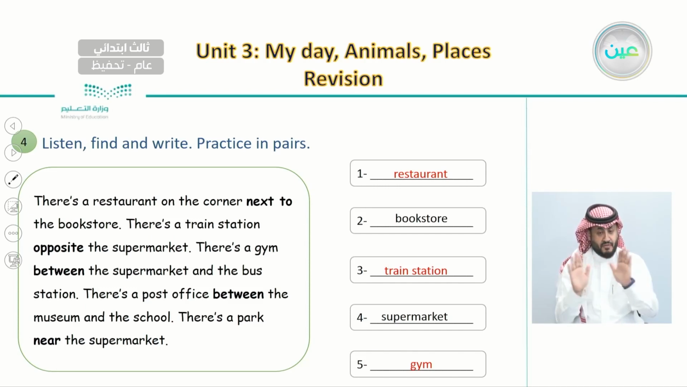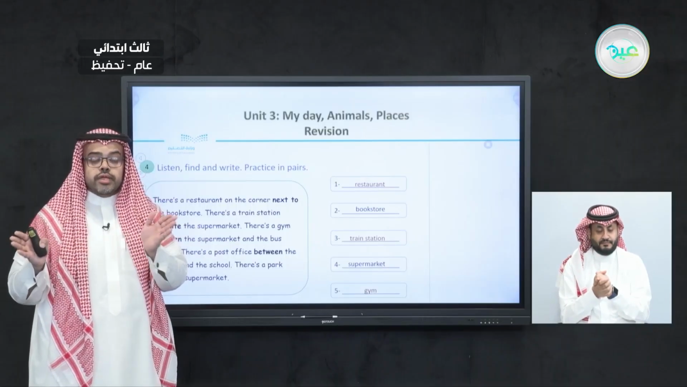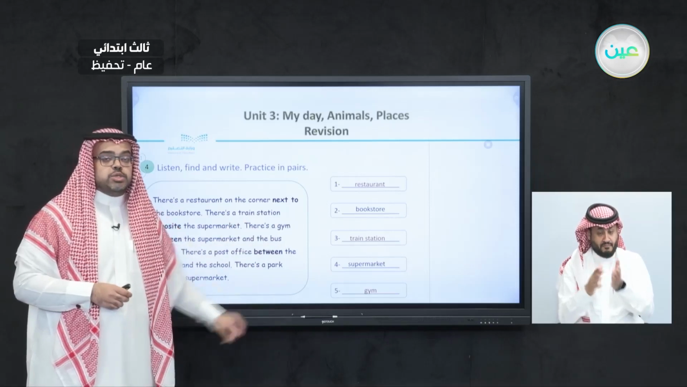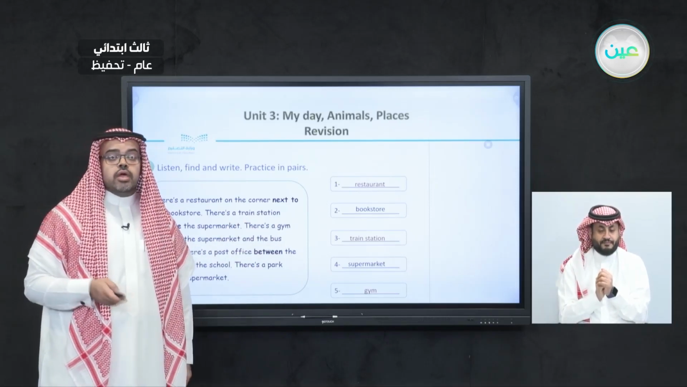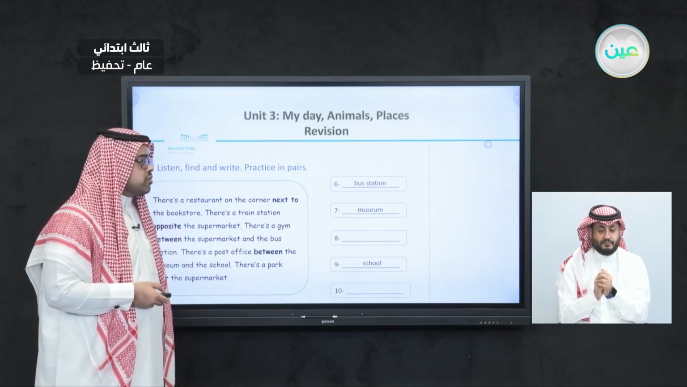So here we did write a gym because it says here that there is a gym between 2 places, the supermarket and the bus station. So here we have a bus station and here we have a supermarket, and what is between these 2 places is a gym. So number 5 here is a gym. Now let us move on to the second one.